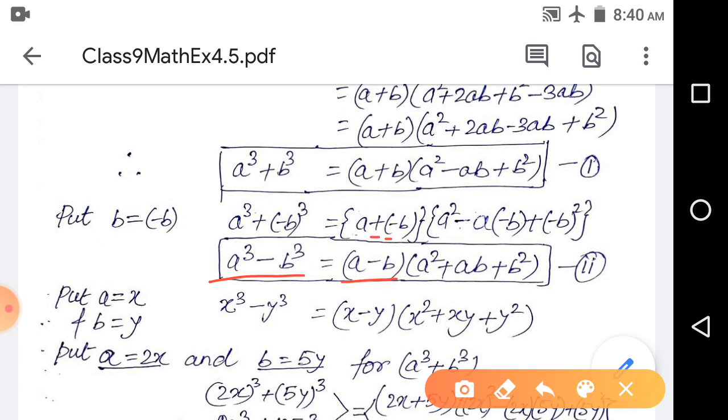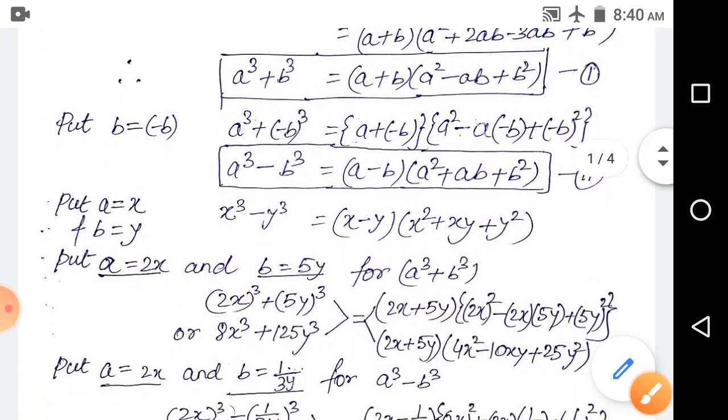So this a cube minus b cube is equal to, here it is plus into minus is minus b, so (a minus b), and it is a square. See here a is plus and b is minus, so minus into minus is plus, so this one becomes plus ab, and the square of a negative term is always positive, so this one becomes plus b square. So we got the second formula, the difference of two cubes: a cube minus b cube is equal to (a minus b) whole into (a square plus ab plus b square). This is the second formula.